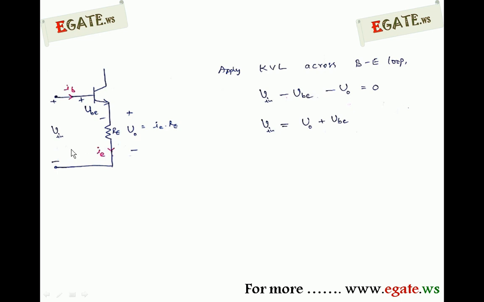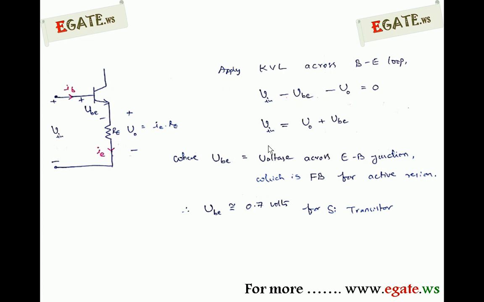Apply KVL across the base emitter loop. This is the loop. Applying KVL: plus V input minus VBE minus V0 is equal to 0, and you can write it as V input is equal to V0 plus VBE. VBE is the voltage from base to emitter, that is, the emitter base junction. That junction is normally forward biased in the active region. So VBE will be at most equal to 0.7 volts for a silicon transistor. So we can write the above equation as V input is equal to V0 plus 0.7.